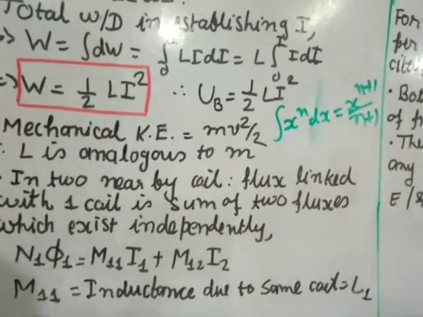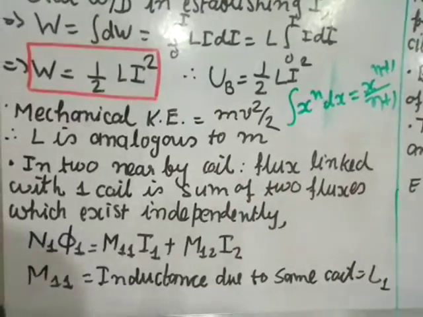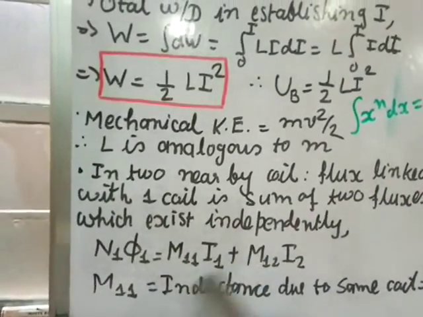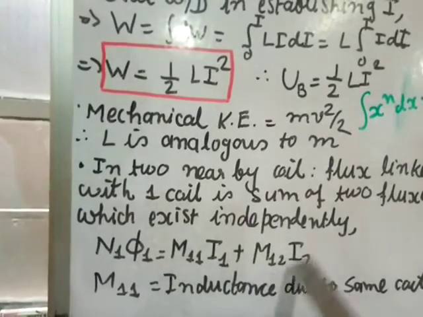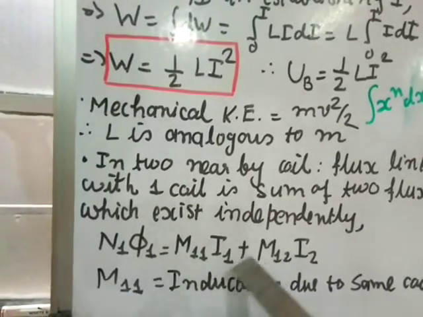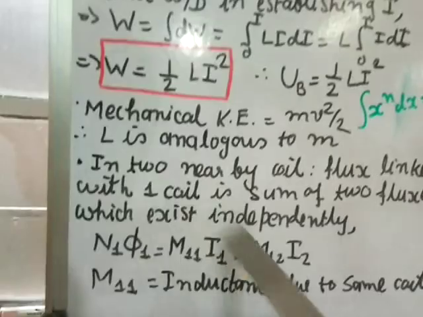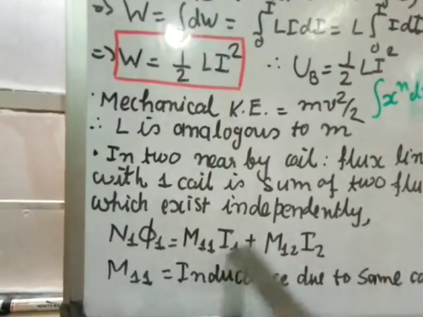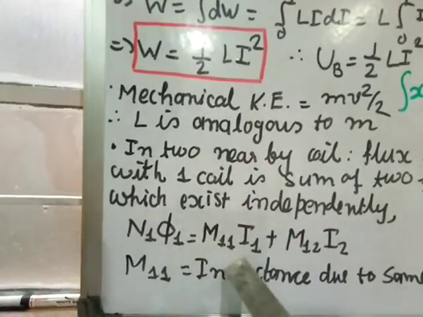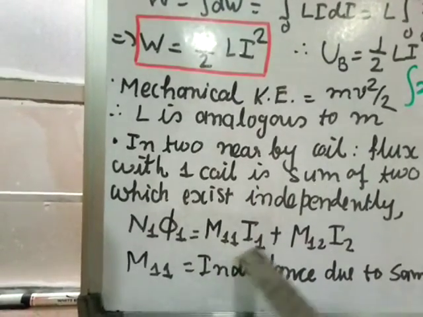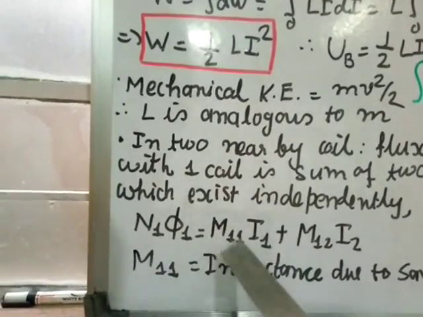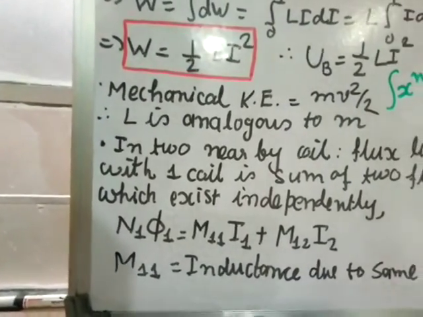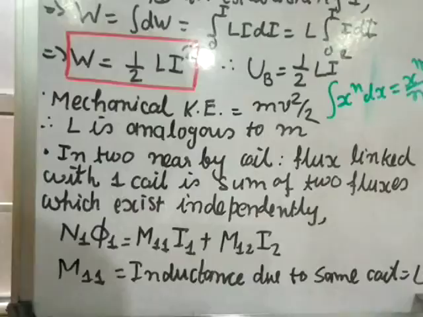Now in the last class we have done mutual inductance. In that we did not have this term. This term is for the coil's self inductance. And this we had done, N1 phi1 is equal to M12 I2. This was not there, but according to self inductance, if there is a current, there will be self inductance, so there will be M11 I1. So this term will be added. So M11 is inductance due to the same coil; we call it L1 here.